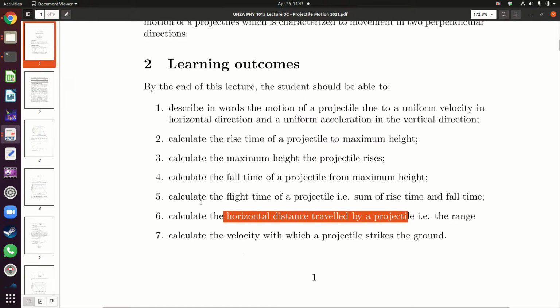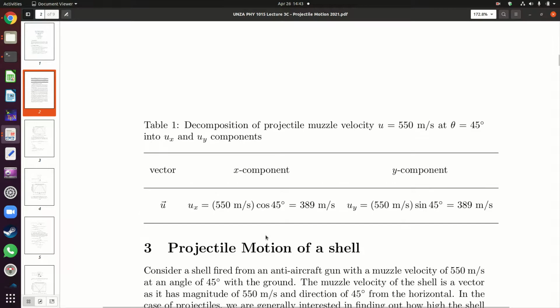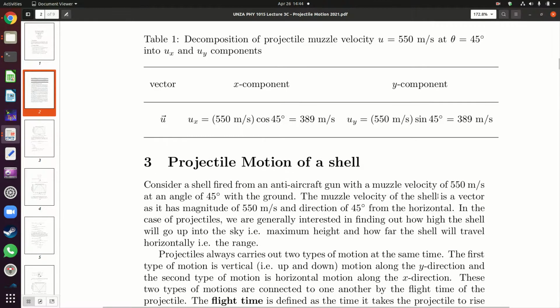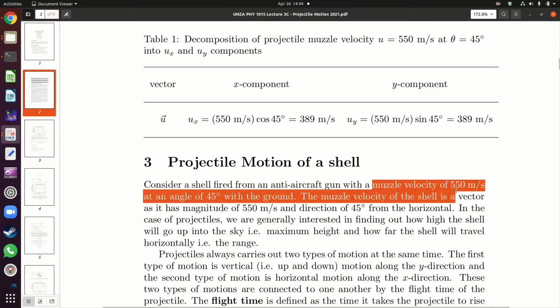Now, for you to be able to do all these things which you're interested in, you need to realize the first thing about a projectile is that this projectile will move in two different directions. There's a horizontal direction where the projectile is moving with constant velocity. Then there's a vertical direction where the projectile is moving with a constant acceleration of minus 9.8 or plus 9.8. Usually when it comes to a projectile problem, we will give you the velocity with which the projectile comes out of the gun, or whatever it is being fired from. So the muzzle velocity or the launch velocity is going to be given.